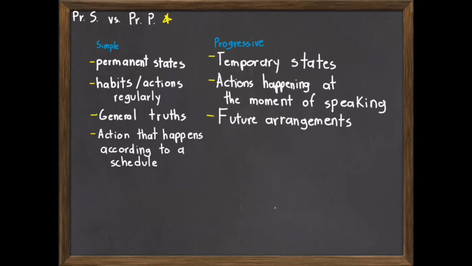Another one could be future arrangements. For example, we're flying to Zanzibar tonight. We are flying to Zanzibar tonight. I'm going to the dentist next week. Going, flying, sleeping, taking. Notice that most of the time they end with ing, these verb tenses.